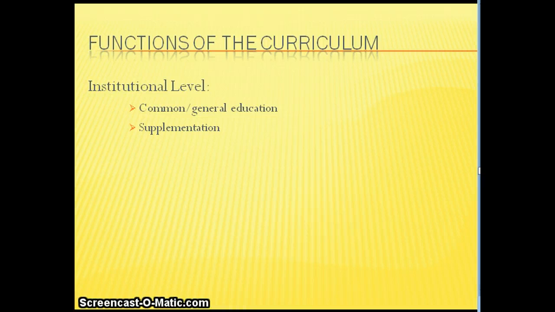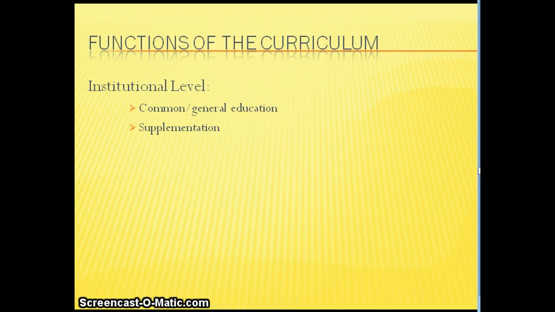supplementation. And so this is, unlike the common or general education, this is where the idea of individuality comes into play. And so in a supplementary curriculum, serving a supplementation function, the curriculum can deal with the unique characteristics, gifts, or talents that individuals have, or some of the deficits that learners bring to them.